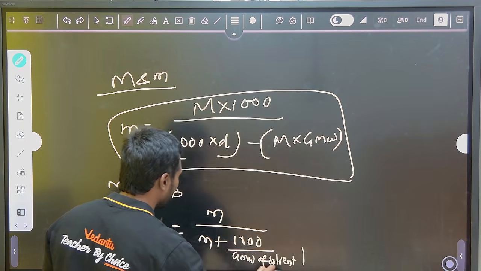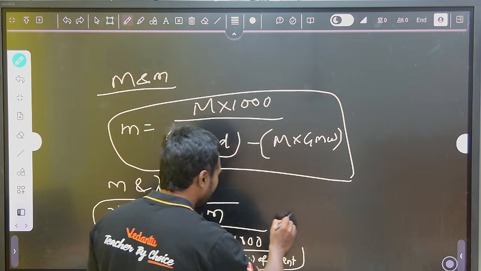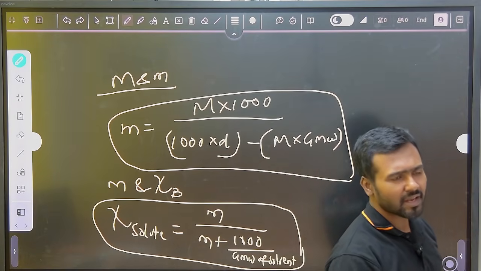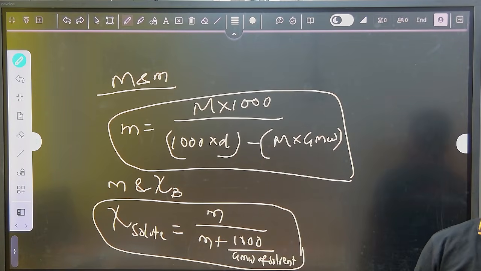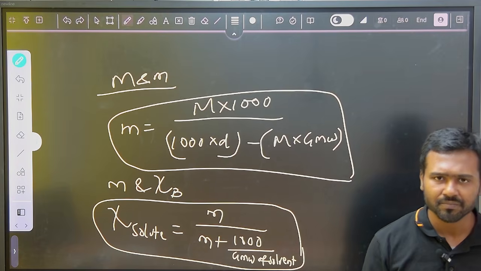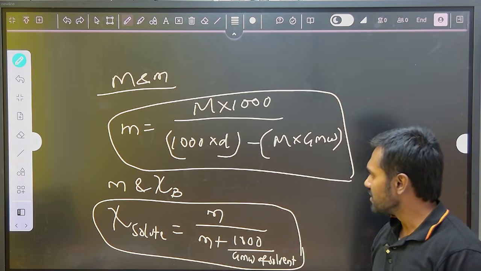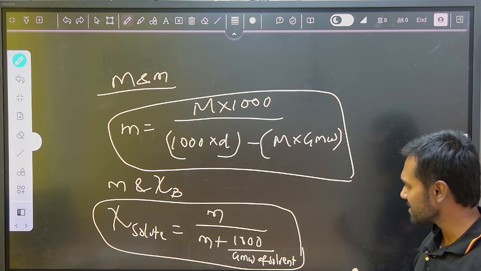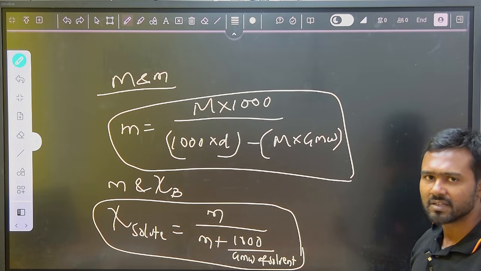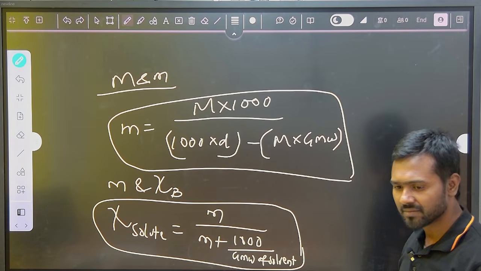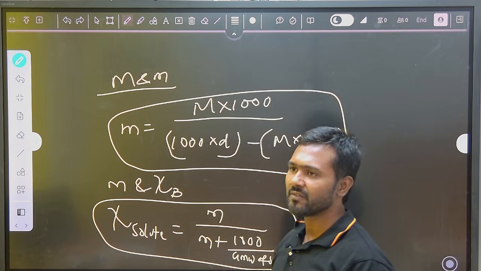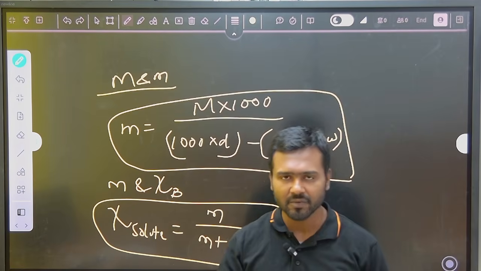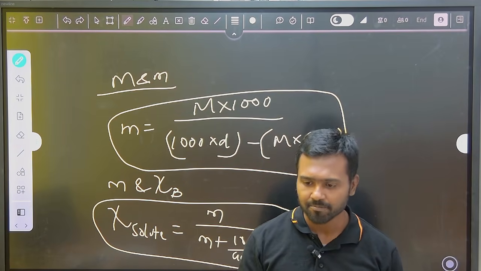So remember these formulas, because in NEET most of the time, 90 to 99 percent, they will give direct formula based questions only. So mole fraction of solute is equal to molality by molality plus 1000 by gram molecular weight of solvent. If it is water, then you take 18, so 1000 by 18, which is 55.5.